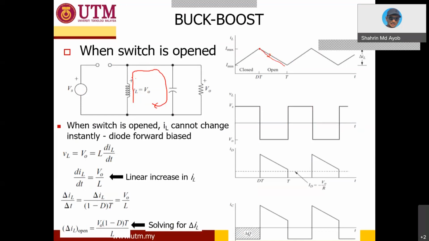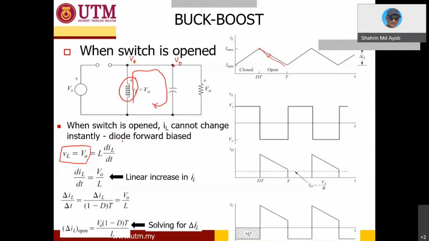Then we need to analyze the voltage across the inductor. As you can see, this node here is the same node as V out, so this one is also V out. We consider there is no voltage drop across the diode. So that's why we can write down that the voltage across the inductor during the on state is equal to V out.